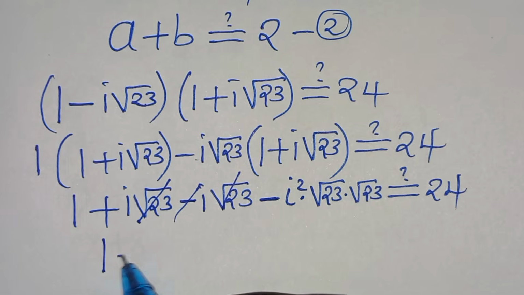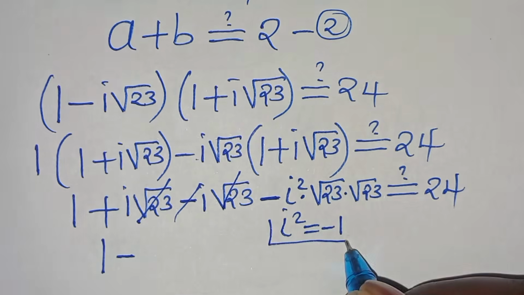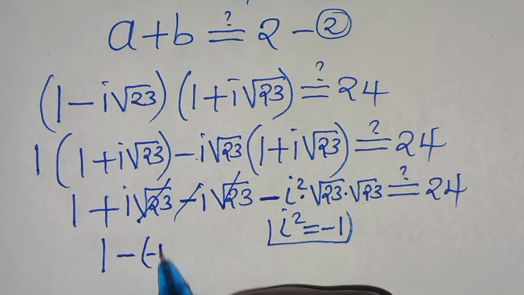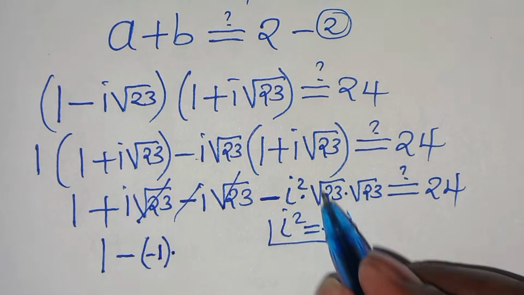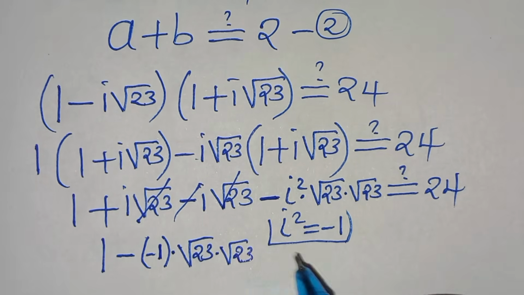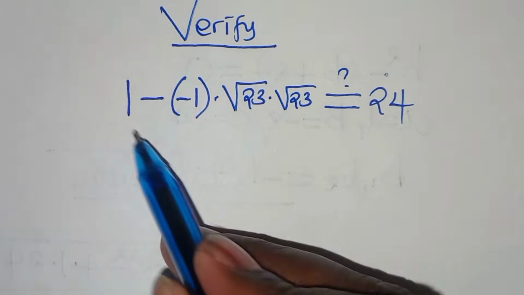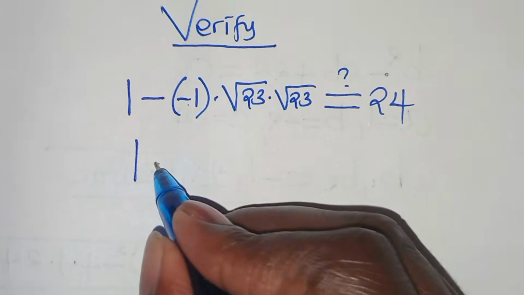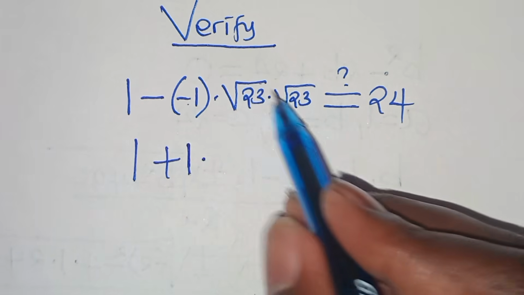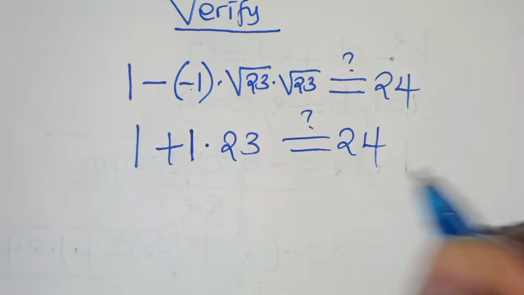This simplifies so that we have 1. Now, this is minus i squared. Remember, i squared is equal to minus 1. Let's substitute minus 1. So 1 minus, this is minus 1 here, times square root of 23. This is square root of 23 times square root of 23. This is supposed to give us a value of 24. Now this is 1 minus times minus 1. This is plus. This is plus 1 times square root of 23 times square root of 23. This is 23. This is supposed to give us a value of 24.